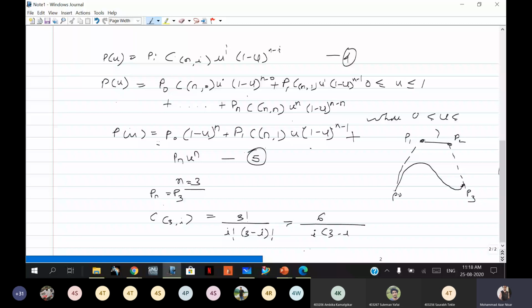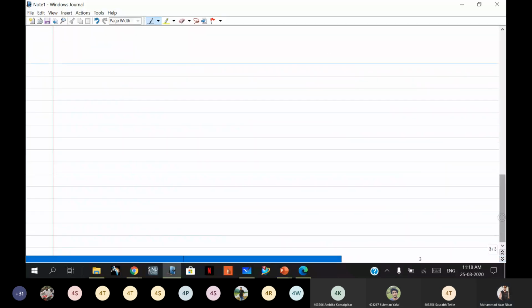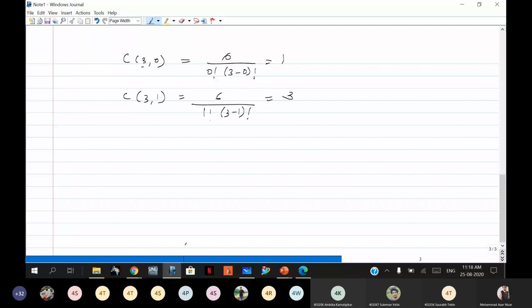So now we have to take i equal to 0. When i equal to 0, so 3 and 0, we have to keep this n value same. Then 0 factorial, 3 minus 0 factorial, you will get 1. Then again i will be equal to 1. Then 3 comma 1, you will get 6 by 1 factorial, 3 minus 1 factorial, you will get 3.